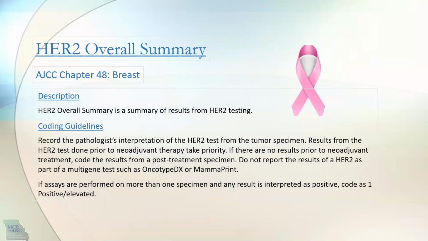This is from SSDI manual, page 189. HER2 overall summary is a summary of results from HER2 testing. Record the pathologist's interpretation of the HER2 test from the tumor specimen. Results from the HER2 test done prior to neoadjuvant therapy take priority. If there are no results prior to neoadjuvant treatment, code the results from a post-treatment specimen. Do not report the results of a HER2 as part of a multi-gene test such as Oncotype DX or mammogram. If assays are performed on more than one specimen and any result is interpreted as positive, code as 1, positive, elevated.